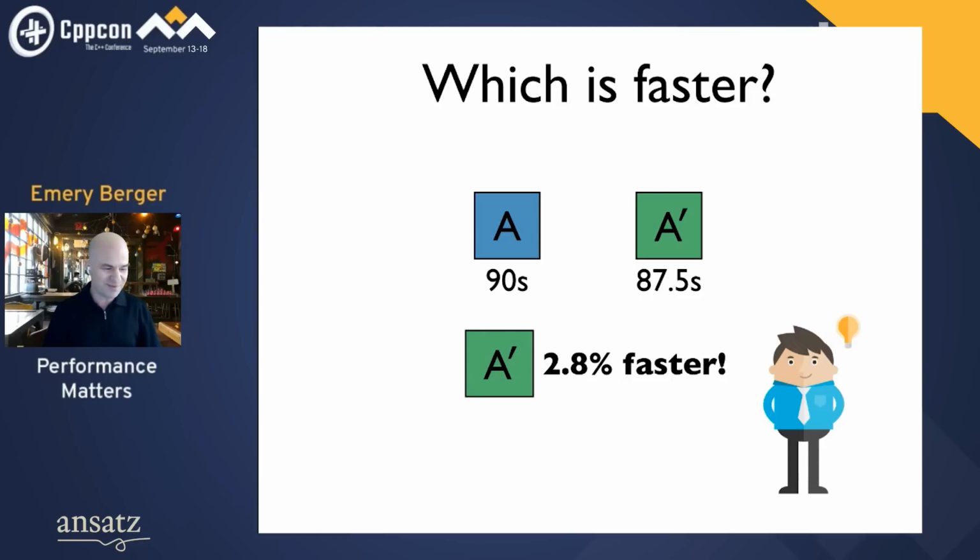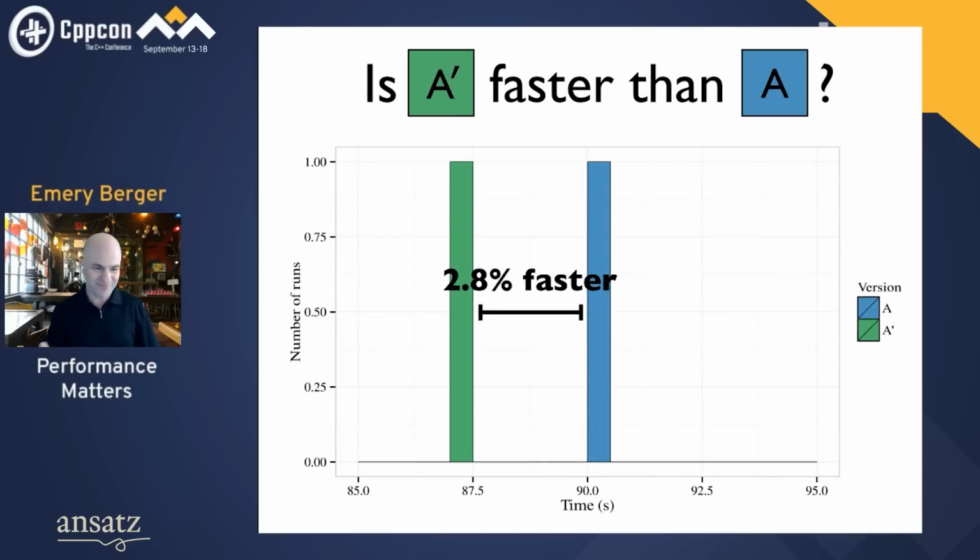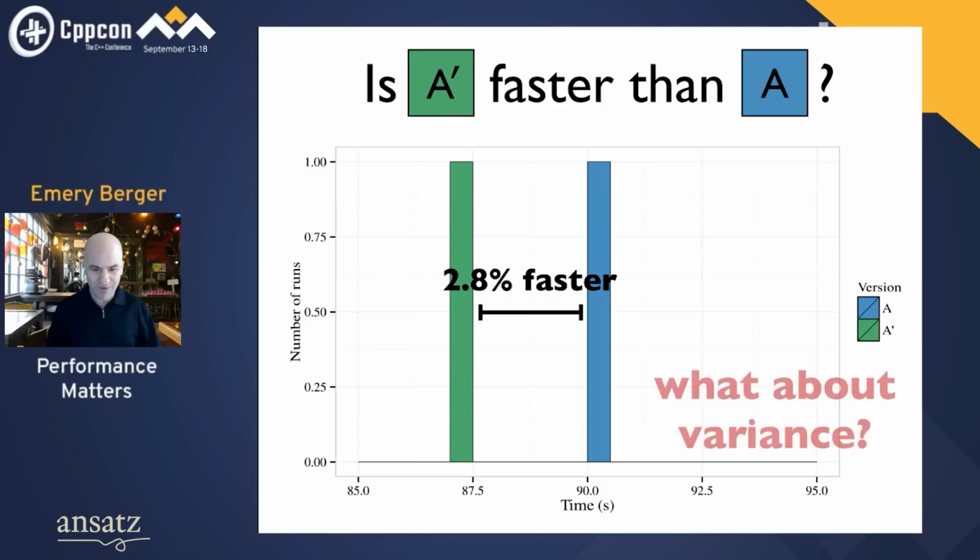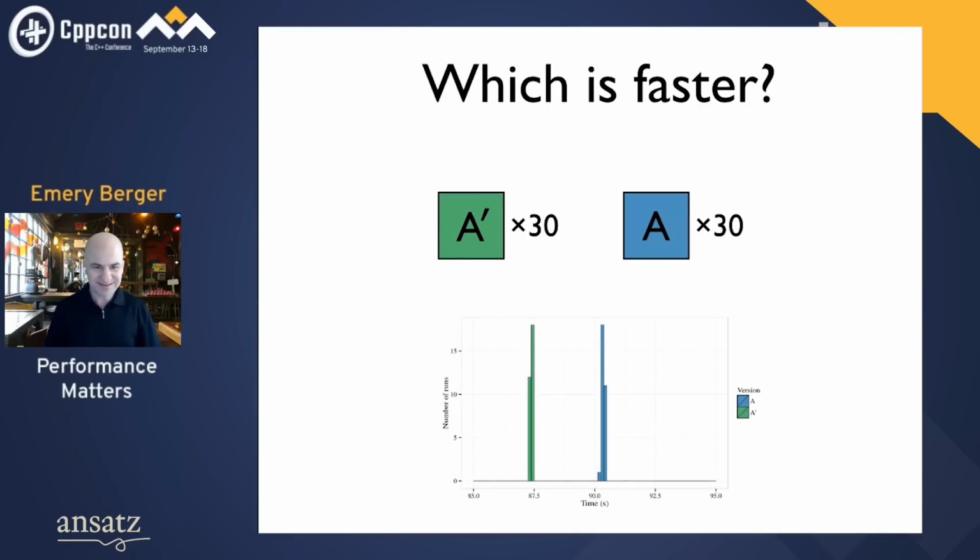So some of you may be aware that this is not really how things work, right? You run it one time, you see an improvement. You might be thinking, well, yeah, it's faster this one time, but what about variance, right? Computers have a little bit of stuff going on. They have maybe background daemons that wake up. Maybe there's other things about the load that are going on that you want to be careful about. So you say, well, I'll run it more times. So let's go crazy. We're going to run it 30 times. All right. So we run A prime 30 times, A 30 times.